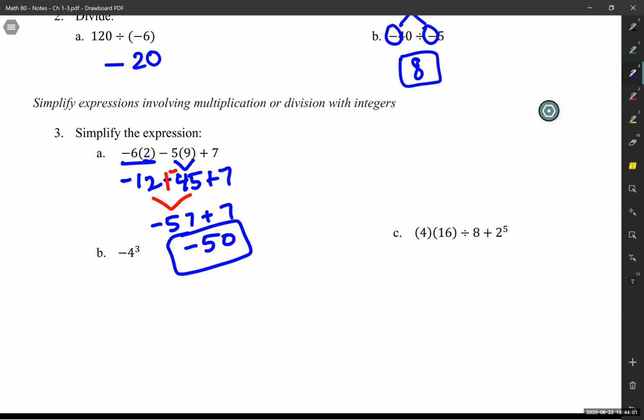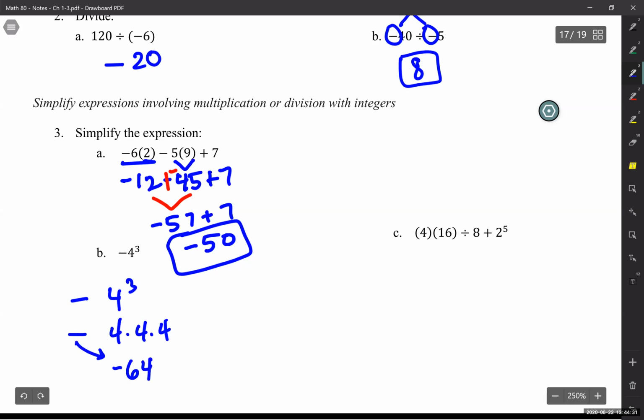So here I have the opposite of 4 to the third. So that's the opposite of 4 times 4 times 4. Notice there's only one negative in this problem. There are no negatives associated with repeating the 4 to the third power. All right, so I have 4 to the third power, 4 times 4 times 4, which is 64. And then the opposite of that is negative. So this problem becomes negative 64.